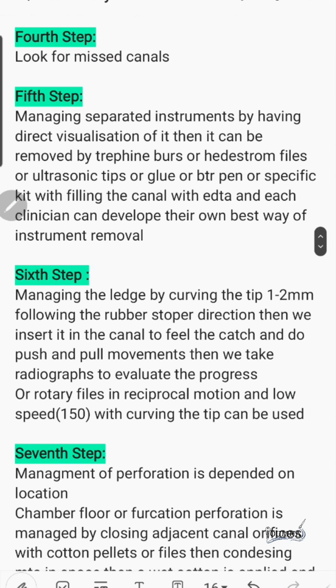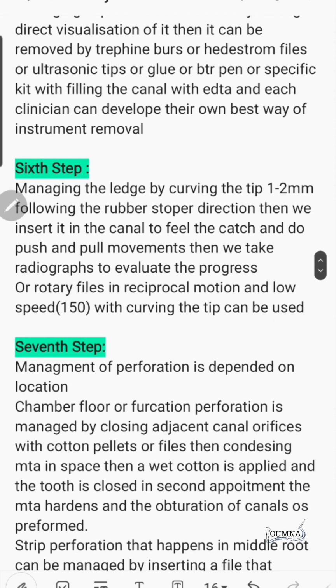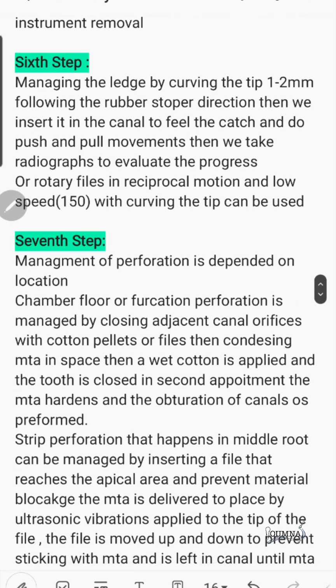The fourth step is to look for the missed canals. Fifth step, managing separated instruments by having direct visualization of it. Then it can be removed by fine burrs or Hedstrom files or ultrasonic tips or glue or BTR pen or specific kits with filling the canal with EDTA, and each clinician can develop their own best way of instrument removal.